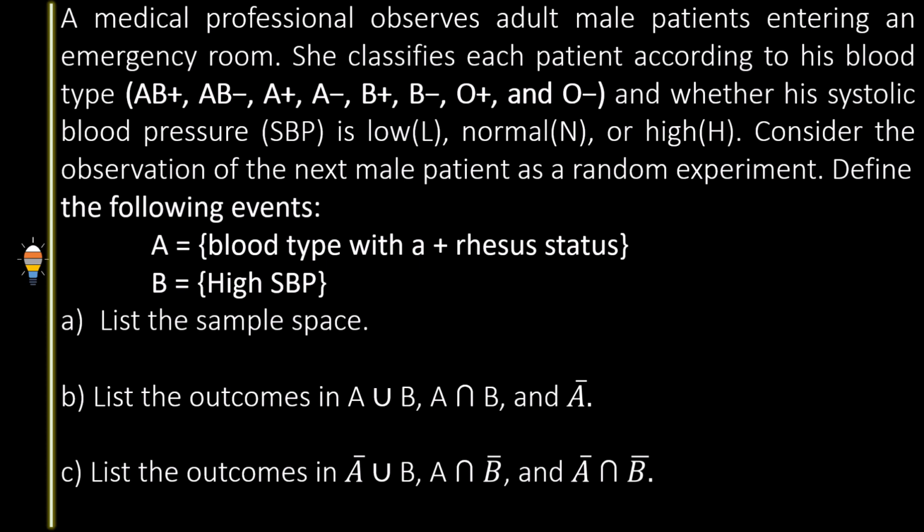Part A lists the sample space. Before I explain the sample space, let me explain how to find the number of elements in the sample space, or we can say the number of sample points of this experiment. How do we find the number of sample points? Think about blood types. There are 8 blood types. Blood type is the only one we consider. We can say there are 8 sample points or 8 elements in the sample space.